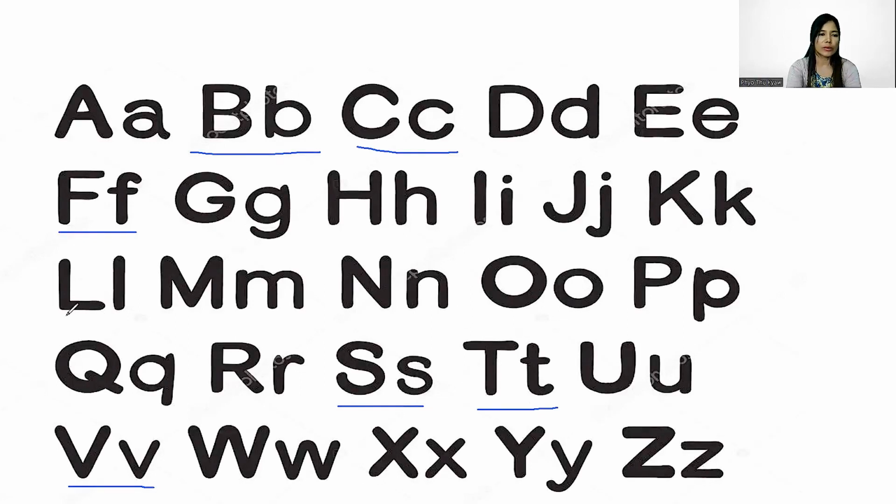So we might confuse for this three letter L, M, N. Then I will show you what letter is it. It is L. Next one is M. This is N.